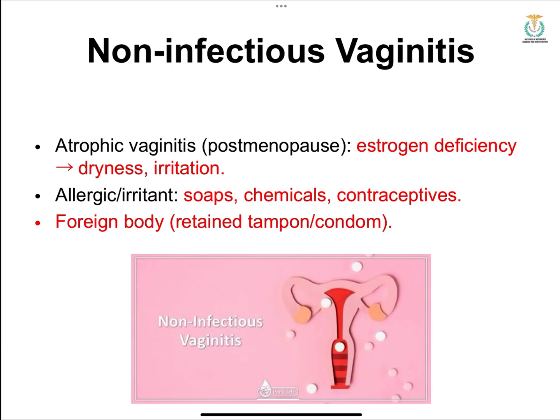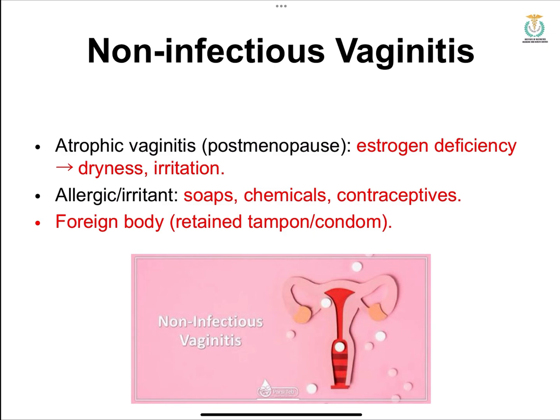So we talked about the infectious vaginitis, that is bacterial, trichomoniasis and candidiasis. So now we'll talk about the non-infectious vaginitis. Non-infectious vaginitis is divided into various types, like atrophic vaginitis, that is post-menopausal. It is mainly due to estrogen deficiency. It can lead to dryness and irritation in the vagina.